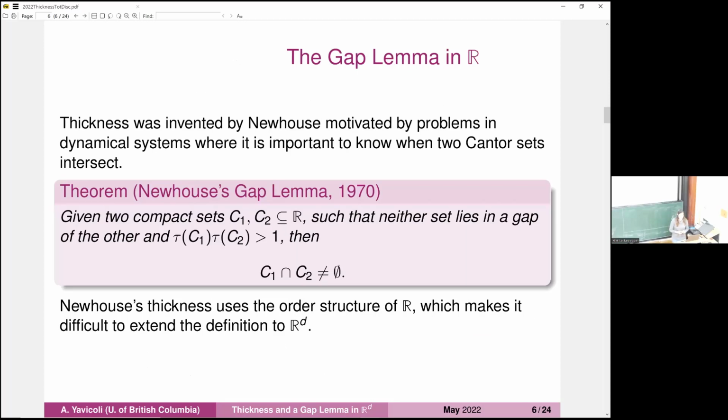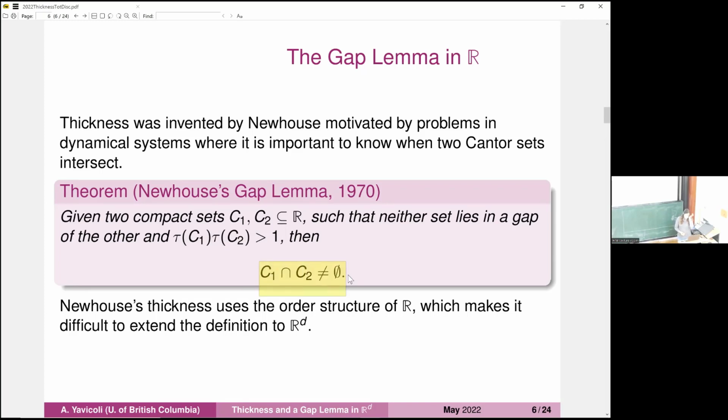Well, with this notion of size, Newhouse was able to obtain his maybe famous Gap Lemma. He was motivated by problems in dynamical systems to see when two Cantor sets intersect. He proved more specifically that if you have two compact sets in the real line such that neither of them is inside a gap of the other one, and the product of their thicknesses is larger than 1, then the intersection is non-empty.